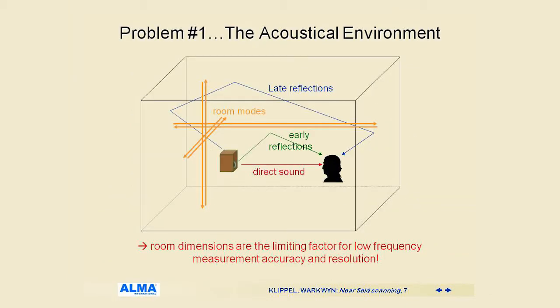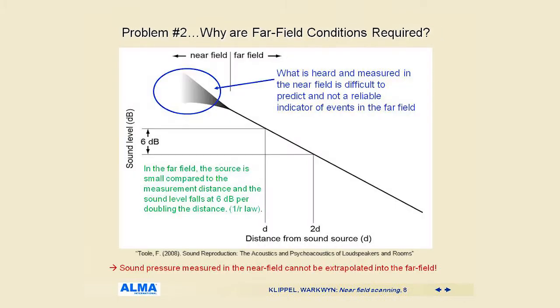One major limitation is the dimensions of the acoustical environment. Room dimensions are the limiting factor for low-frequency measurement accuracy and resolution. Why do we need to make measurements in the far field? Because what is heard and measured in the near field is difficult to predict and not a reliable indicator of events in the far field.